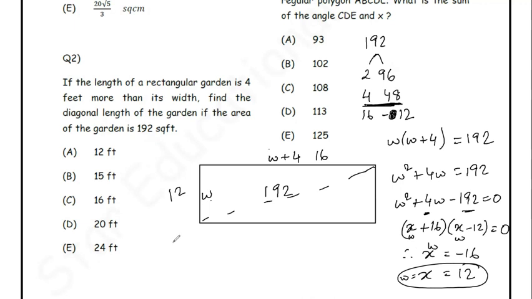So my diagonal will be 12 squared plus 16 squared, or in other words, you can also use a 3, 4, 5 triple, I believe. That would be my diagonal squared, right? So 144 plus 256, and that is 400. D squared is 400. Therefore, D is 20 feet.